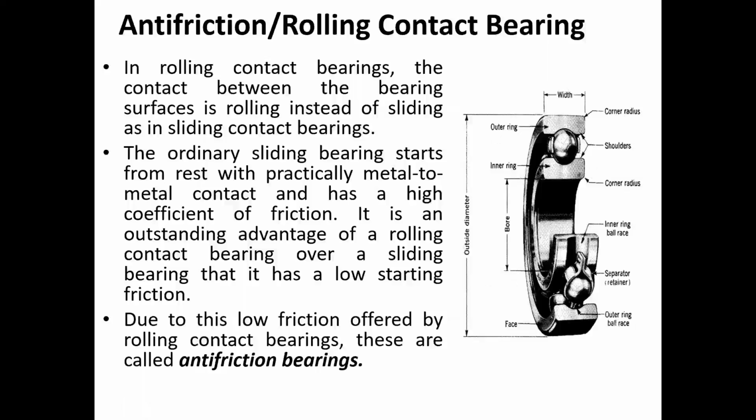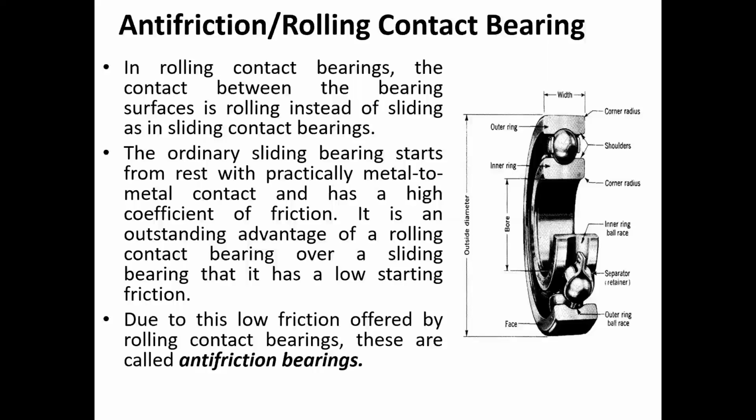I have told you earlier that this rolling element may be a cylinder, or a ball, or a spherical roller. Okay. In a rolling contact bearing, the contact between the bearing surfaces is rolling instead of sliding, as in the sliding contact bearing. We are talking about the sliding contact bearing. What is there?